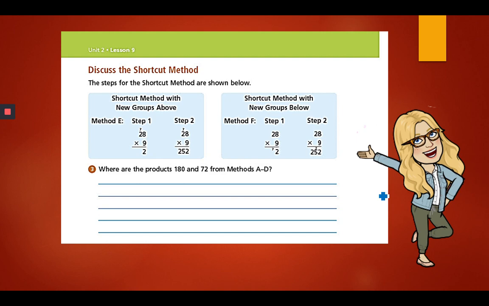We're going to discuss right now, before we practice, where the 72 and the 180 are in this shortcut method, because I can't see them very easily. So let's discuss where they are. First of all, you know, because we just did it, that the 72 is written right here. We've got the 7 and the 2, 72.